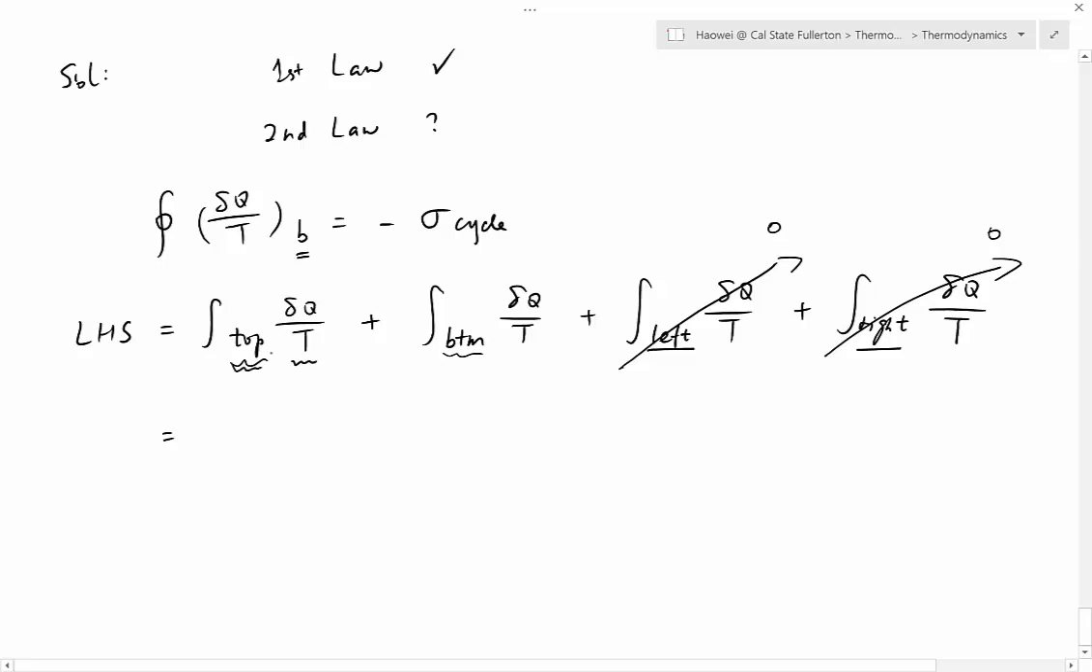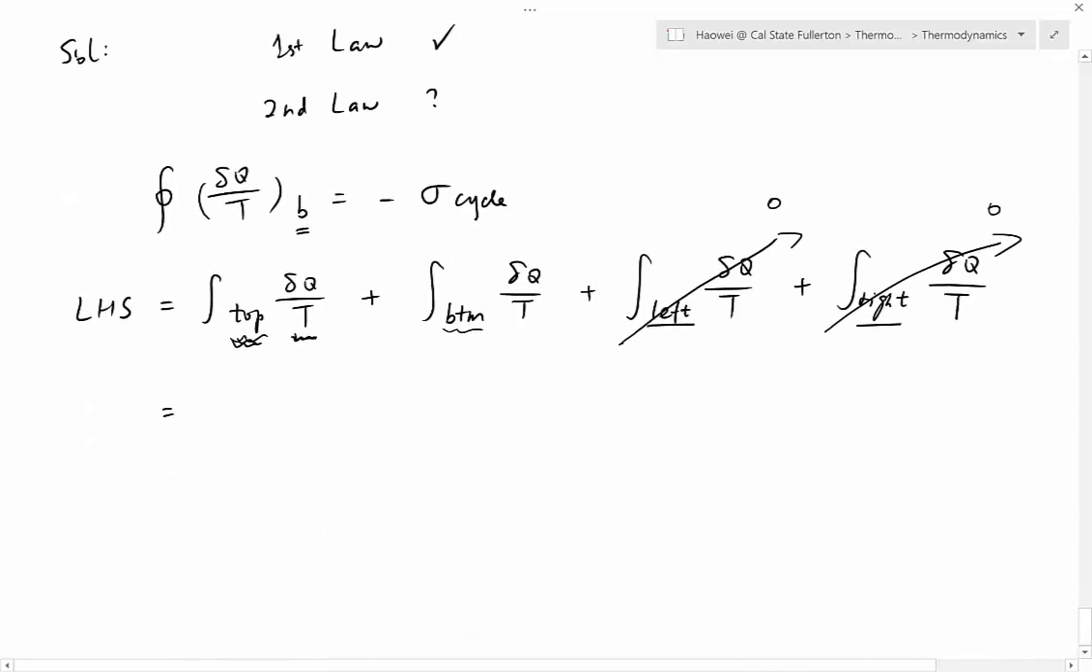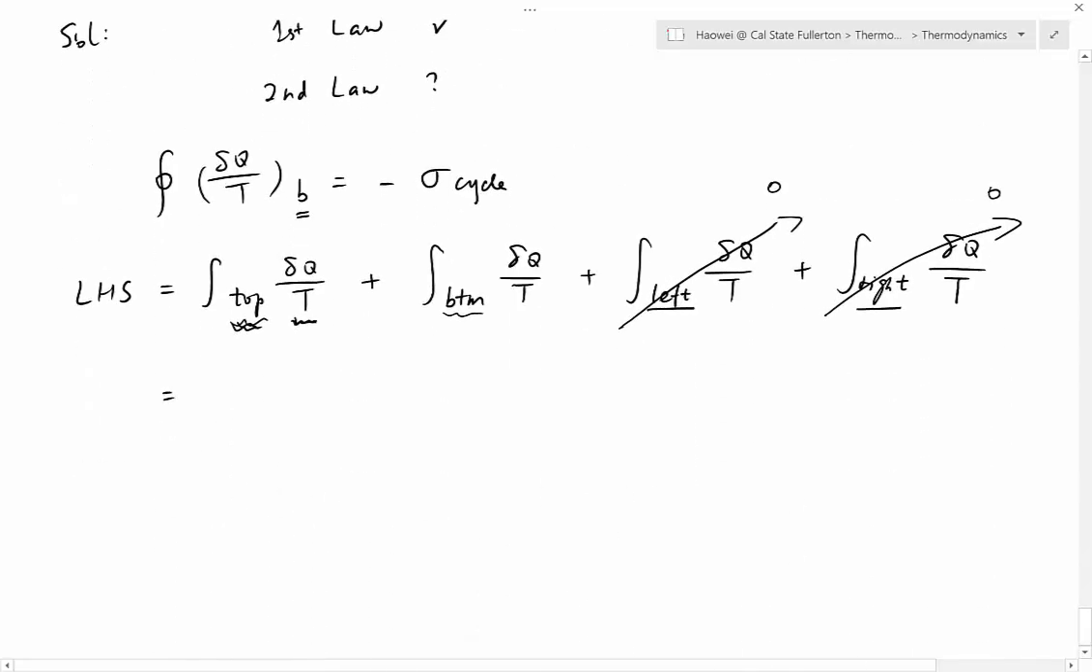What is the temperature here on the top surface? Temperature on the top surface is TH, which is 500 K. And now you can see this temperature is constant. If this temperature is constant, what you can do is to pull it out. So it becomes 1 over TH. And what is left is integral top surface delta Q.